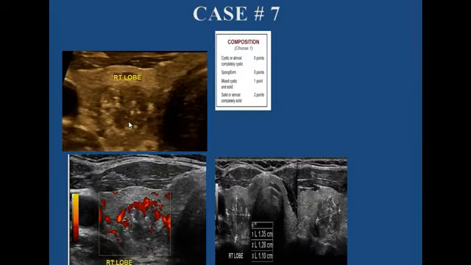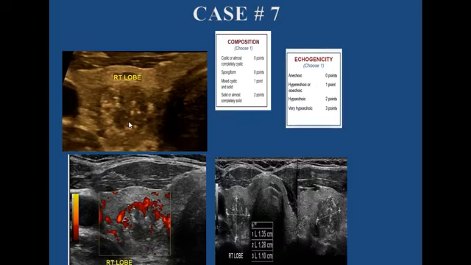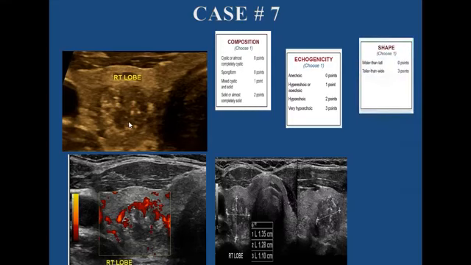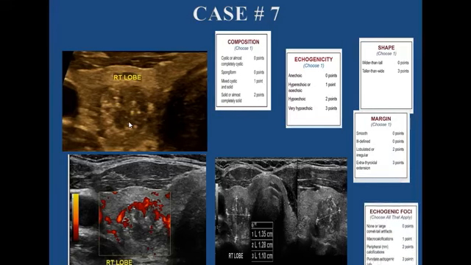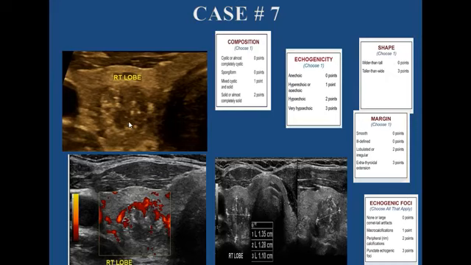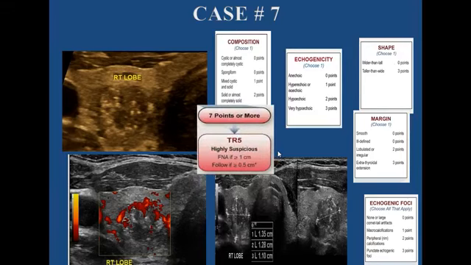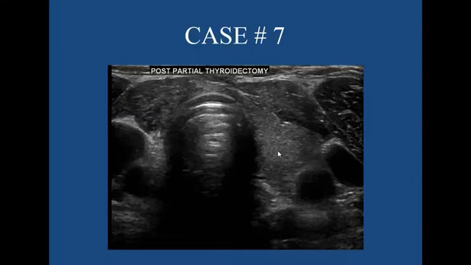So here we have a solid nodule. It looks hypoechoic when I compare it to the rest of the thyroid. It's wider than taller with ill-defined margin, and it has microcalcification. So the overall score will be 2 for solid, 2 for hypoechoic, and 3 for the punctate echogenic foci. It will be 7, which corresponds to TIRAD 5. And this patient also did FNA and turned out to be PTC, and he did a partial thyroidectomy.